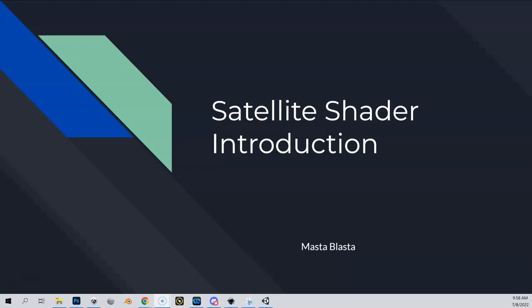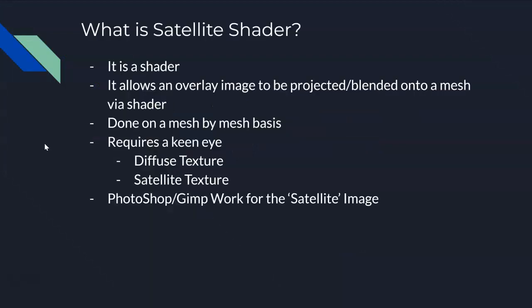So let's talk about what it is. What is a satellite shader? Well, at a core level, if you went back through, there's a theory section, I think it's back in Unity, called the relationship between shaders, materials, and textures. It is a shader. So if you can't remember what a shader is, go back and look at that theory. It is a shader, which is a program inside of Unity designed to manipulate materials and the lighting of those materials. And what's unique about this shader is it allows an overlay image.